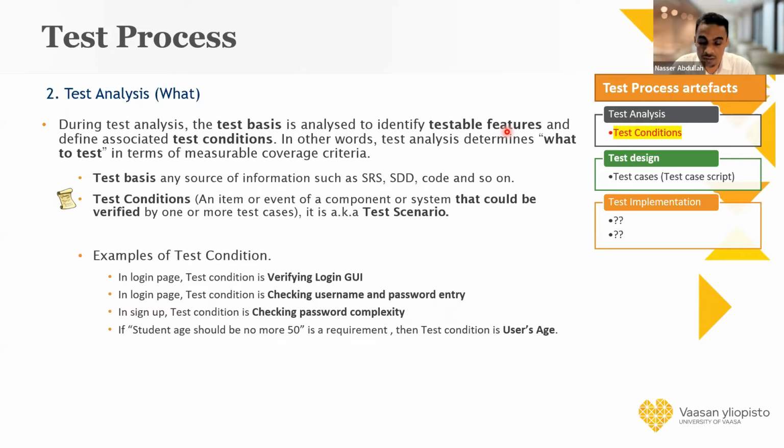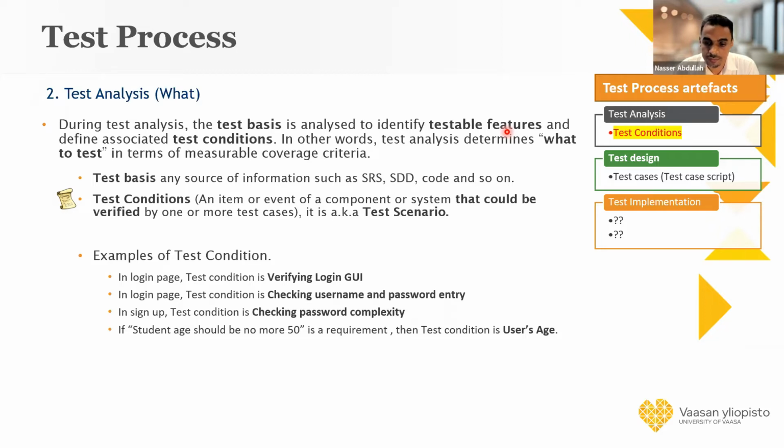Another example: if you want to test the GUI, you have the text box, the image, the buttons. Each of them can also be a testable item, so we have to test each one. We have to test each testable feature of the system. Each testable feature is called a test condition.